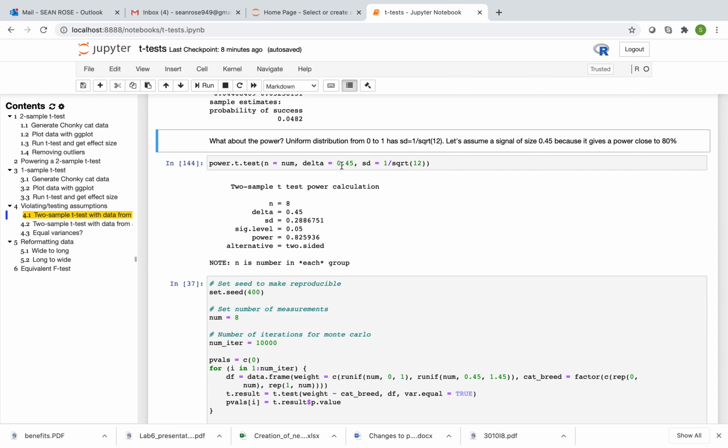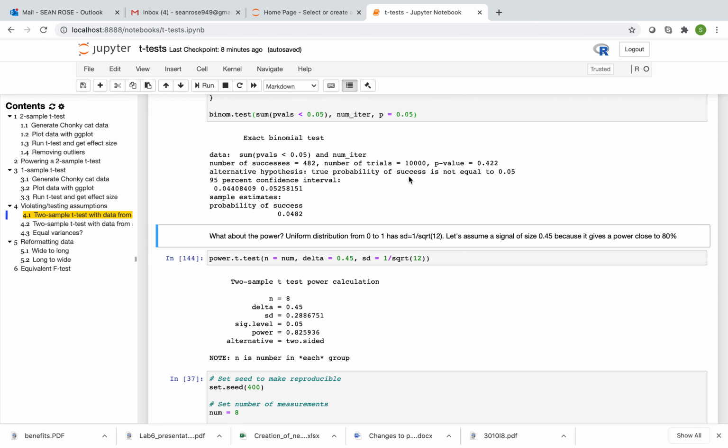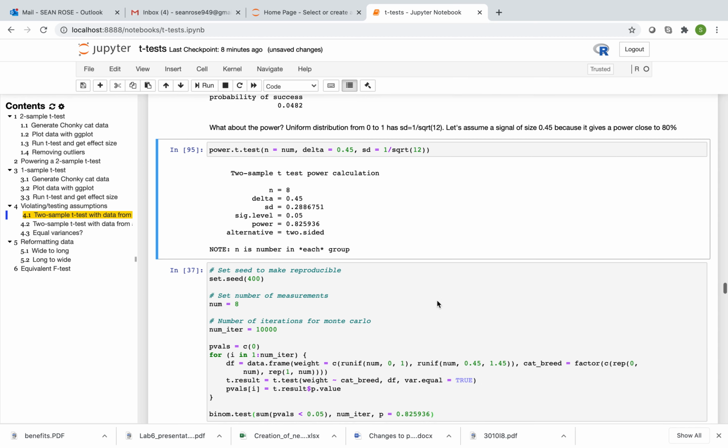When R is actually doing the power calculation here, it knows nothing about the fact that I'm using a uniform distribution. It's just assuming that my two different populations have means separated by 0.45, and that the population standard deviation is 1 over square root 12, and then it's doing all its analysis assuming those two distributions are normal, and then calculating t-statistics and such. If I run the power analysis, it tells me that the power of my test is about 83-ish%, so close to 80%.